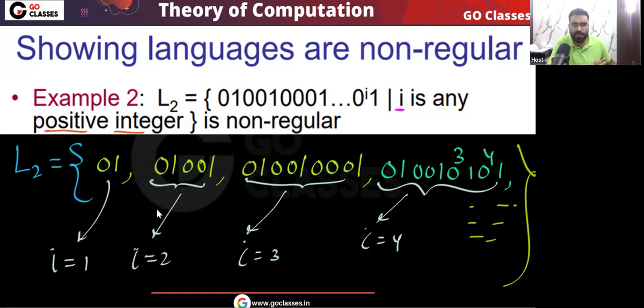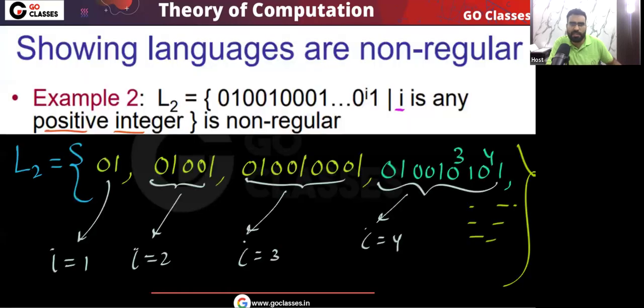First of all, tell me which strings belong to the language and which strings do not belong to the language. Did you understand? Remember, our language is like this: 01, then 001, then 0001, and so on. 0^i 1, where i is a positive integer. The question says that i is a positive integer, or I can say i is greater than or equal to 1. So this is the language.